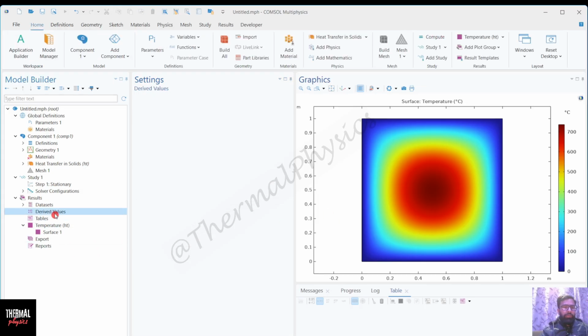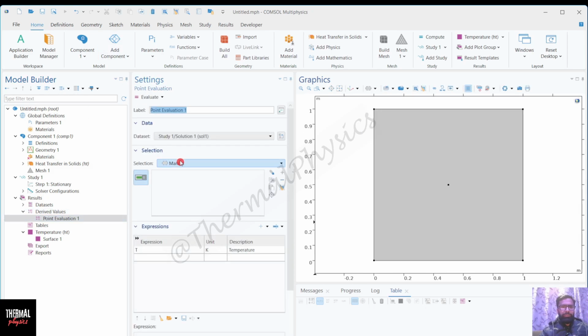So we'll go to derived values. We have to evaluate temperature at a point, so point evaluation. We will choose that point that we had made earlier, this point, when we select it, it will appear here. So when I take cursor there, it shows this 3 over here. So this 3 should appear in here, meaning we have selected it, and we'll choose unit as degrees Celsius, meaning we are telling it to give us temperature at the center in degrees Celsius unit.